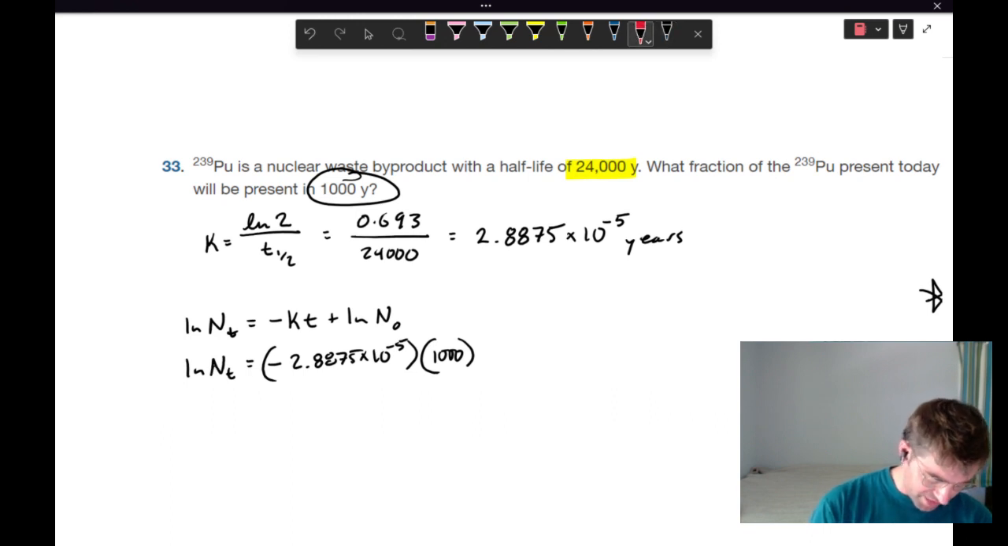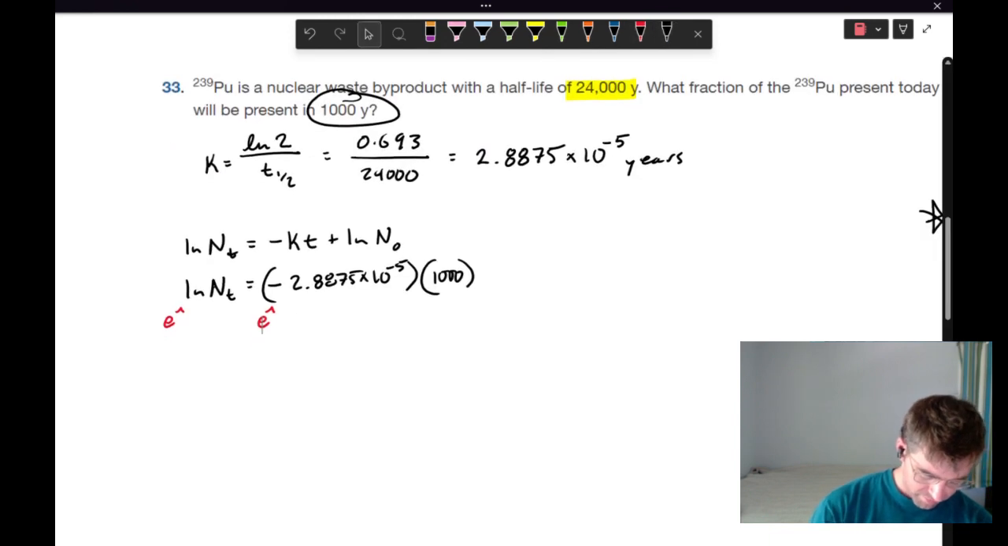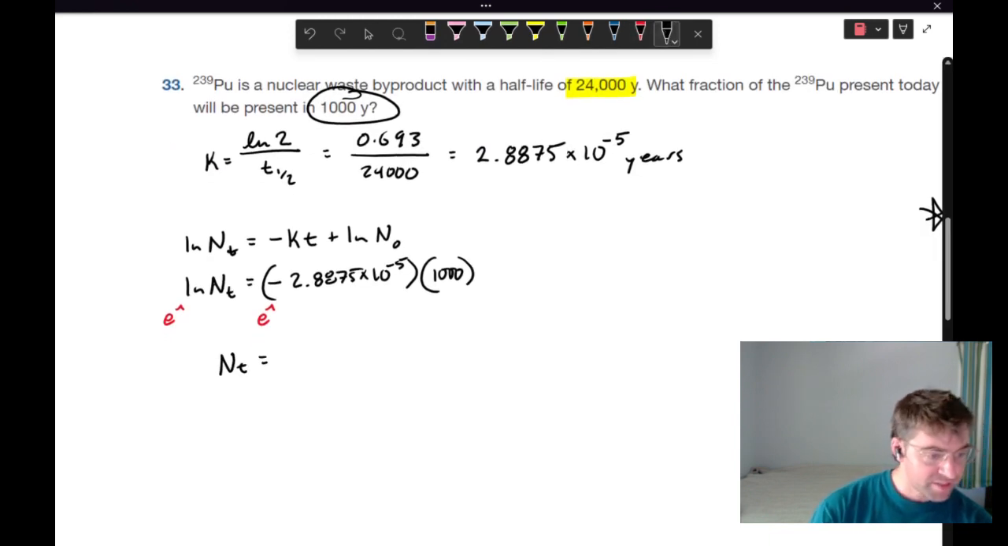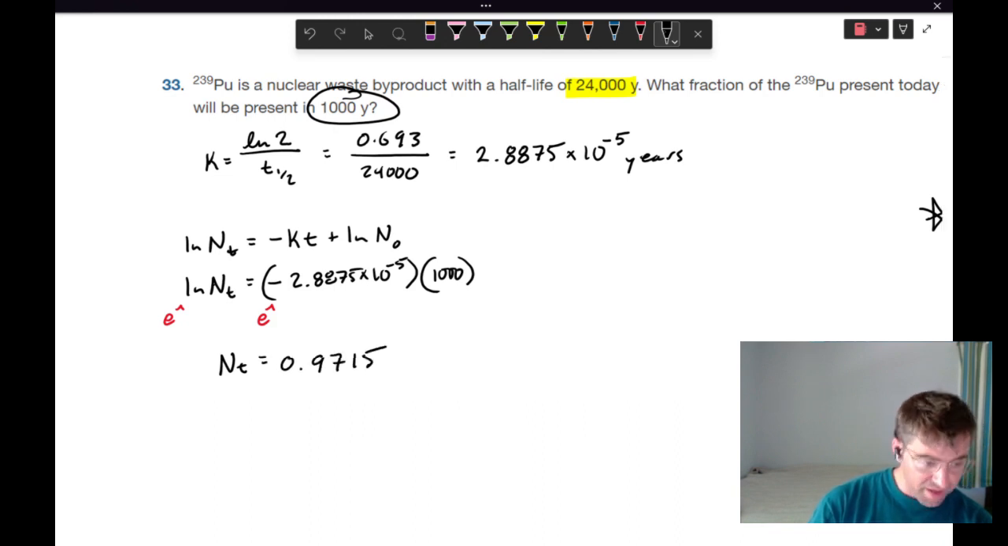Now, to get rid of this natural log, you take e raised to the power of ln, and that will get rid of it. So in our calculator, it's the second button, ln gives you e raised to the power of this quantity. And that is going to give us a final amount of 0.9715, or 97% of the original sample.